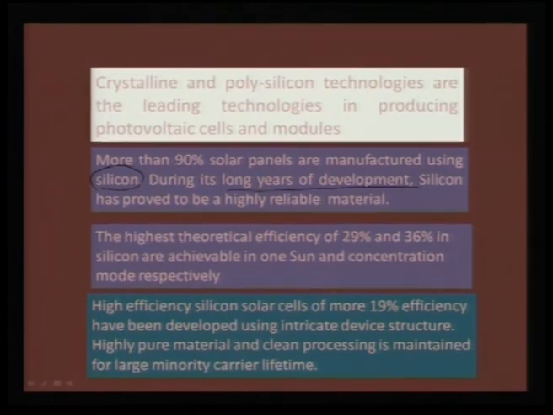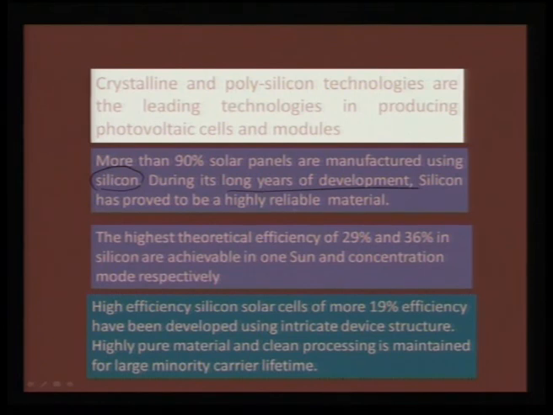During its long years of development, silicon has proved to be a highly reliable material. The highest theoretical efficiency that you can achieve for a concentration mode is 36%, but as of now what is available is only up to 20-23%. Therefore, there is a long way to go to improve, but this technology has its own limitation. Therefore, there are still a lot of other combinations being worked out in the silicon solar cell. High efficiency silicon solar cells of more than 19% efficiency have been developed with an intricate device structure, and for this you require highly pure material.